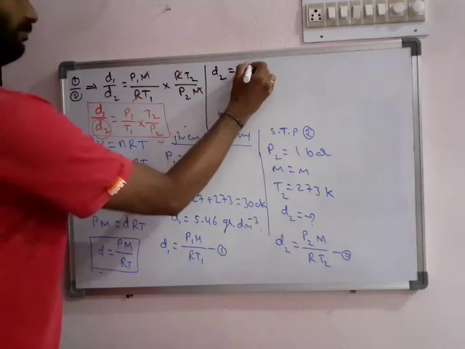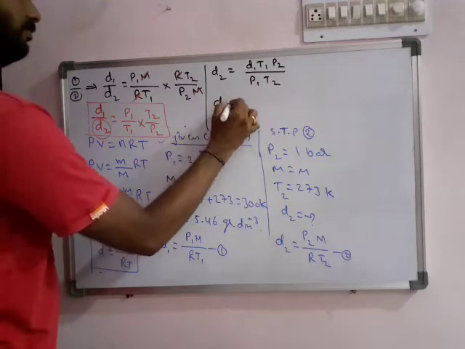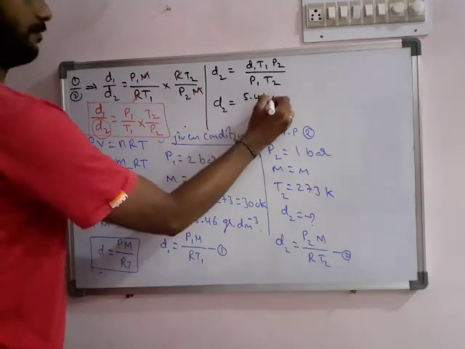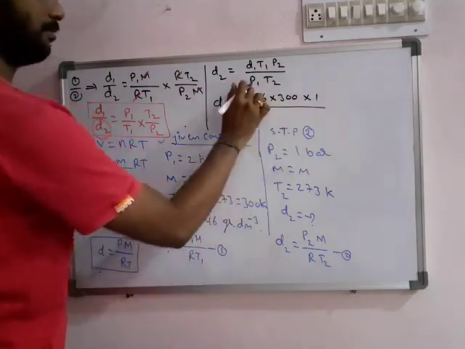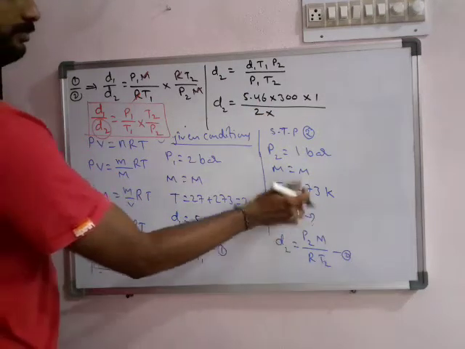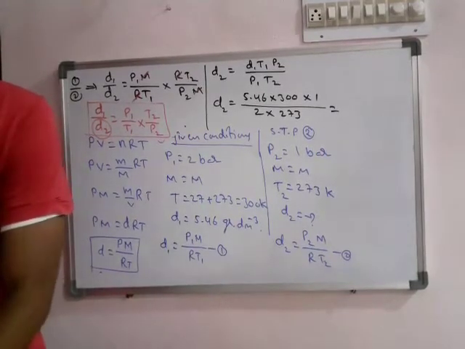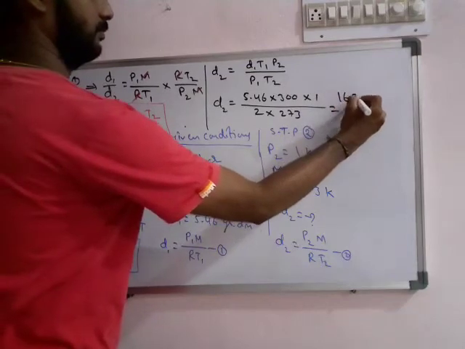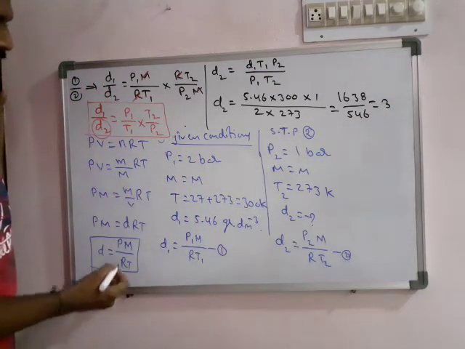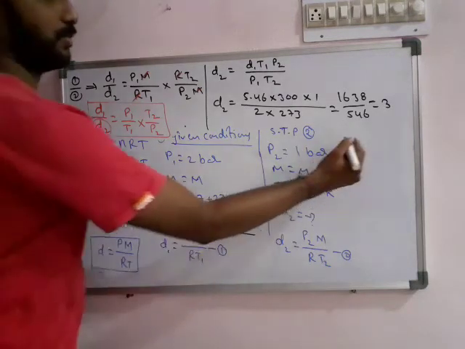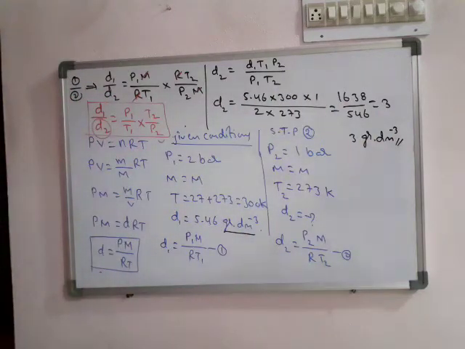Now D2 becomes D1, P2 by P1, T1 by T2. So what is the D1? 5.46. What is the T1? 300. What is the P2? 1 bar. P1, 2 bar. So approximately, you need to do the calculations directly. This exactly gives 3. So what are the units given? Grams per decimeter cube. So here also the answer is 3 grams per decimeter cube. Okay, write down.